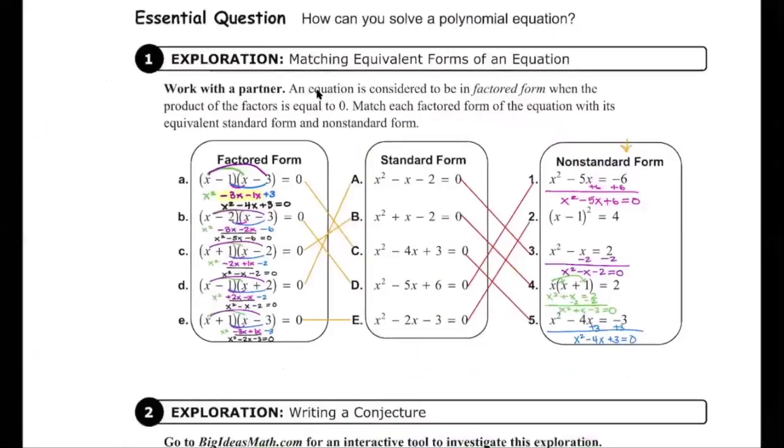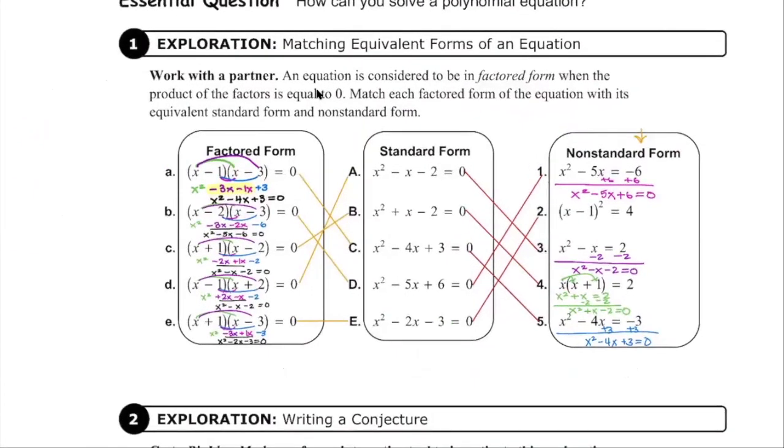The whole point of this is showing you that it can be written in so many different forms and it's still equal to the same thing. You just have to do a little bit of work in order to get it to that point.